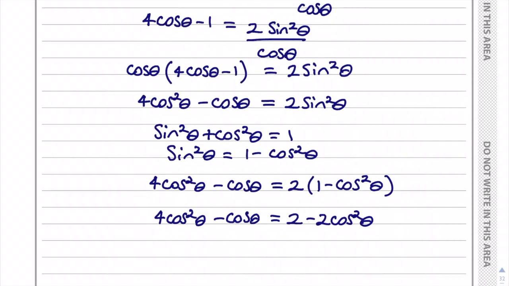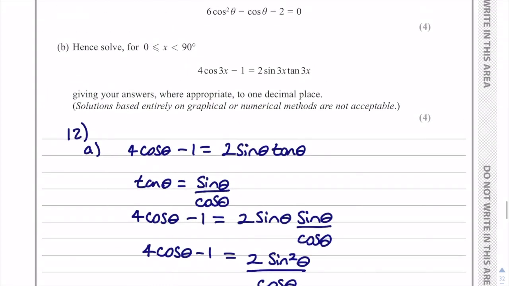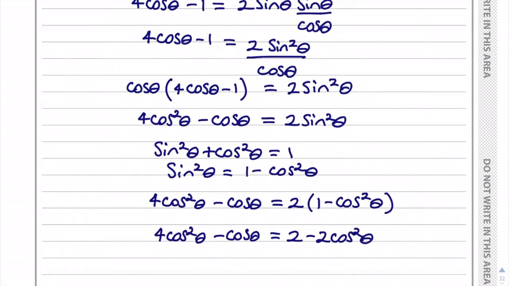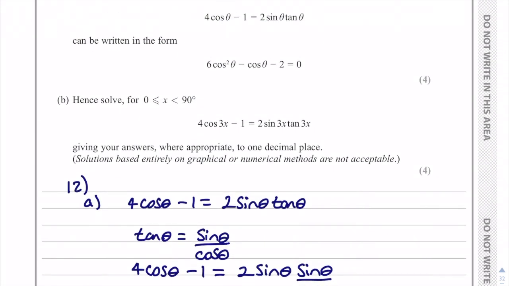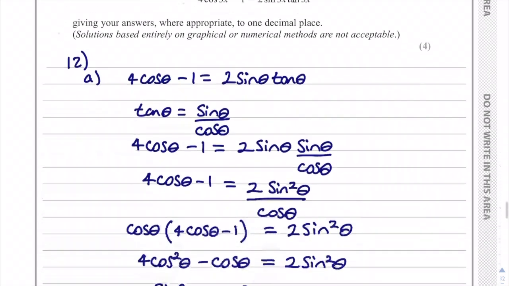And then what we can do is move everything over to the left-hand side because we want the equation to equal 0. So if we add 2 cos squared theta to both sides, we're going to get 6 cos squared theta, and then we're going to have minus cos theta, and then subtract 2 from both sides is going to be minus 2 equals 0. And as you can see, that is the form that the equation has been written in.